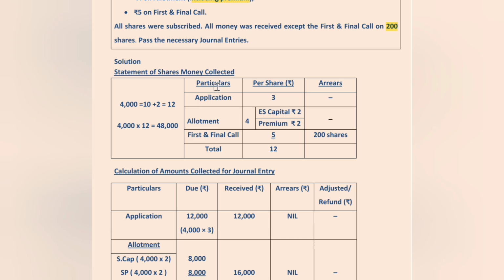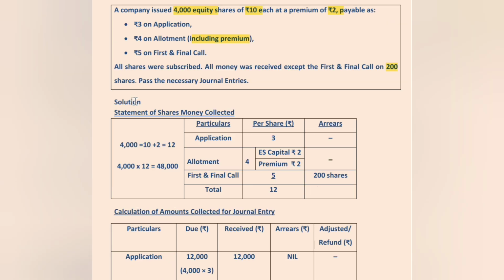So first thing is how much amount the company requires. Company needs 4,000 shares of rupees 10 per share at a premium of 2 per share. That means 10 plus 2 is 12 rupees. They should issue the share at 12 rupees. That means 4,000 into 12. So total amount company wants to collect is 48,000 rupees.